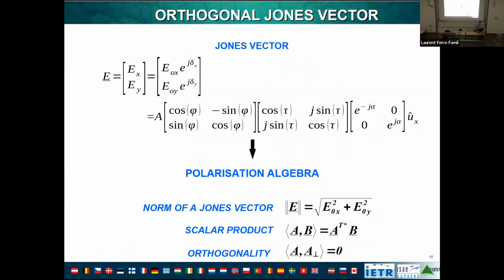Now we have vectors, Jones vectors. They are complex valued vectors, okay? Why complex? Because we have these two components, the ellipticity and the phase shift. And of course, we can define an algebra from these vectors. We can make a scalar product, which will be a Hermitian product. We can look for orthogonality between them. We can compute norms, etc., etc.